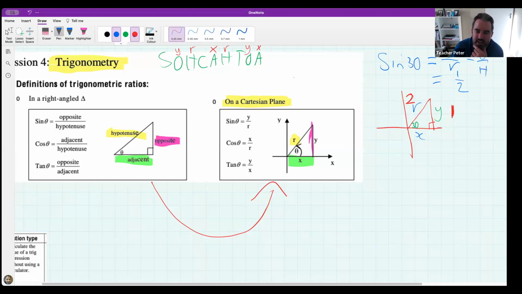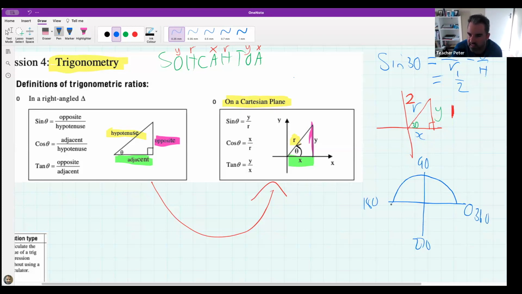But now what I want to suggest is that you can actually have a right angle triangle following the definition of trig with 210. But to visualize 210, I actually have to go past 180. So let's do this: 0, 90, 180, 270, 360. Now, if I stop there, that's 180. But if I keep going, I will get to 210.